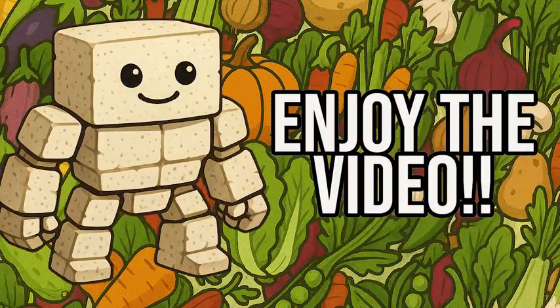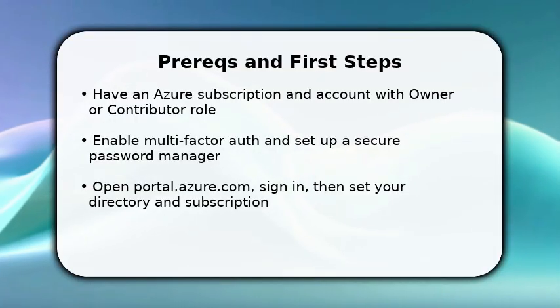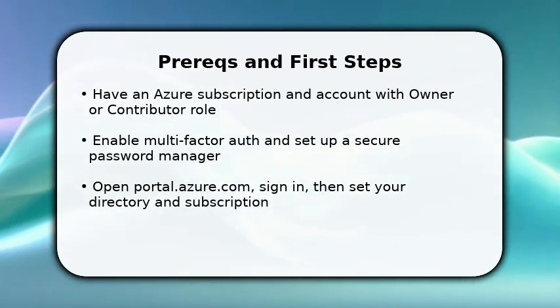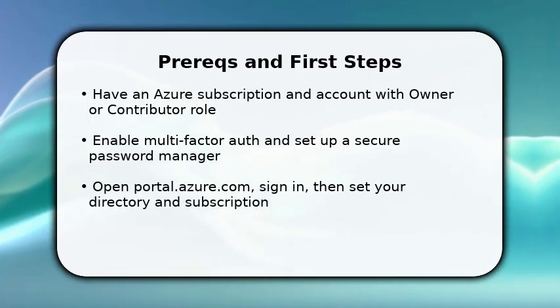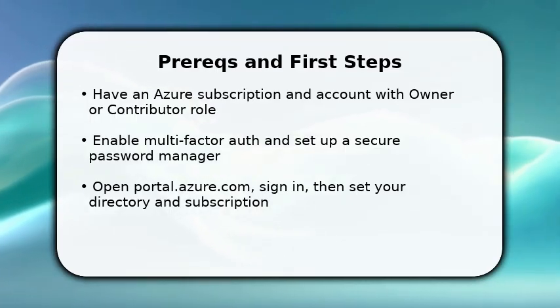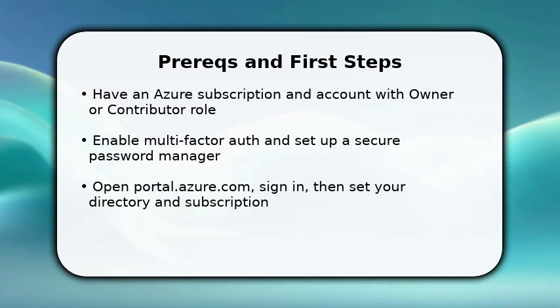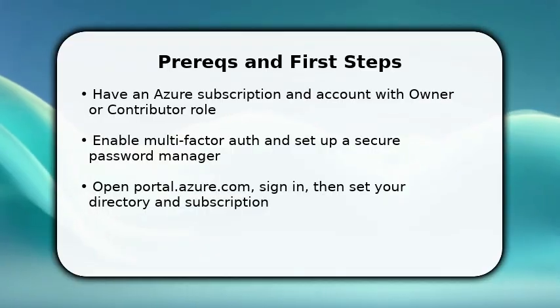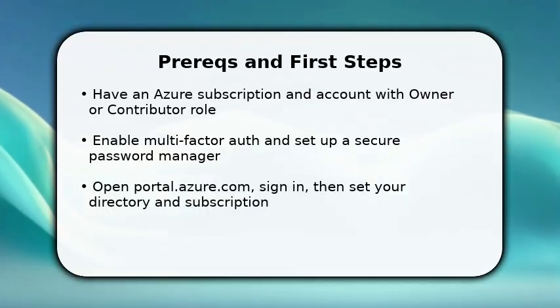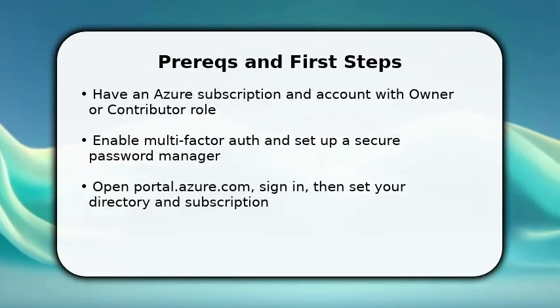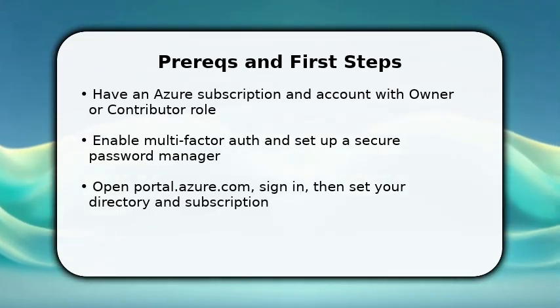Please enjoy the video. You start by confirming the essentials: an active Azure subscription and a user account with owner or contributor access. Once signed in at portal.azure.com, make sure you pick the correct Azure Active Directory and your target subscription in the top right. Next, set up multi-factor authentication and register a device for security. After that, pin the services you'll use to the dashboard so you can jump straight to them. This gets you ready to create resources without interruption.